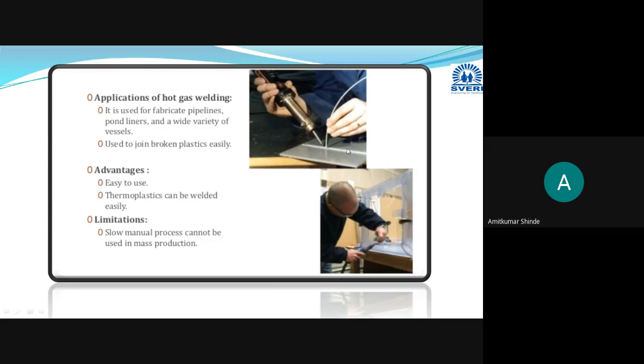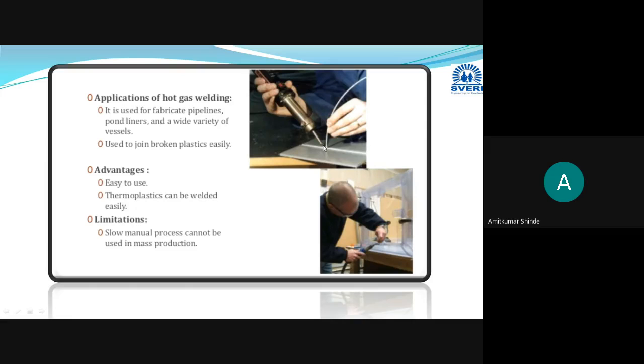Here in this picture you can clearly see how the welder or operator is performing the welding. In one hand he is holding the torch. This is the welding torch, this is the tip of the nozzle, and this is the filler material or welding rod. With one hand he is feeding the filler material or welding rod, and with the other hand he is providing the heat with the help of this torch.